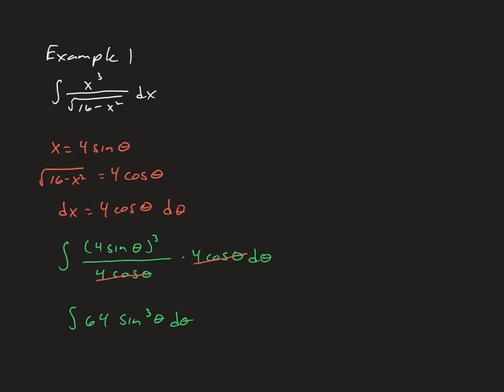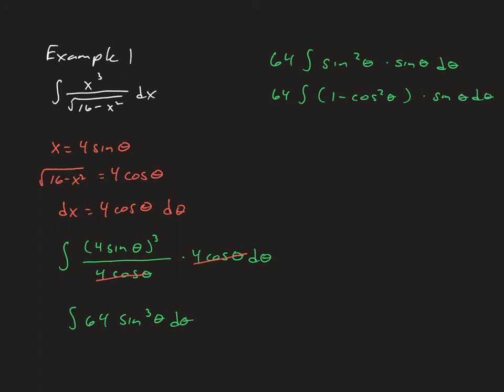Looking at that, it reminds me of my trig integrals. I'm going to pull the 64 out times the integral of. If you remember, when we had the odd power on sine, I'd pull out one factor of sine, so I'd have sine squared times sine theta d theta. And I'm going to replace the sine squared with 1 minus cosine squared, the Pythagorean identity. So that's going to be 64 times the integral of 1 minus cosine squared theta times sine theta d theta.